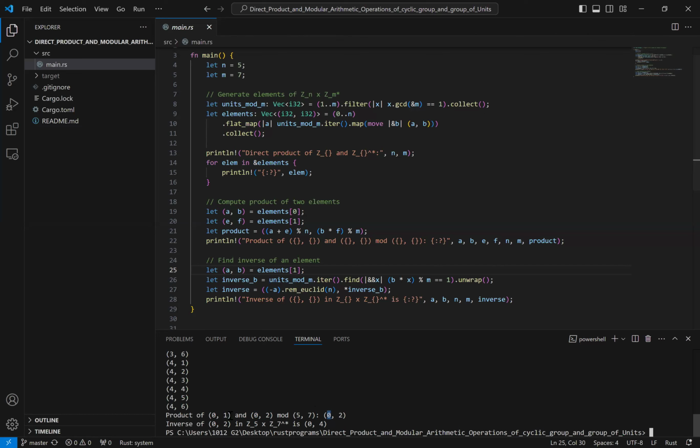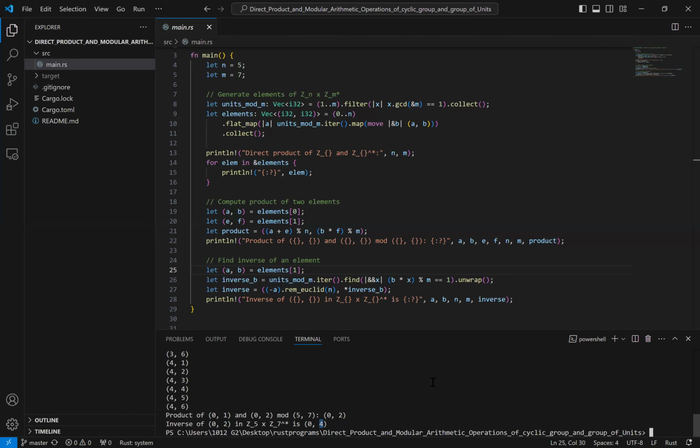And these other elements, 1 and 2, are coming from the second group, mod 7. So you multiply them because they're coming from a multiplicative group, you get 2. Then the inverse of 0 will be 0. The inverse of 2 mod 7 will be 4. So that 2 times 4 mod 7 gives you 1. So 4 becomes the inverse of that.